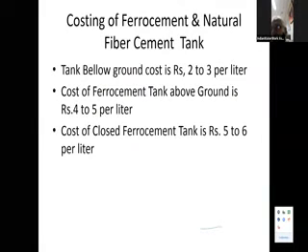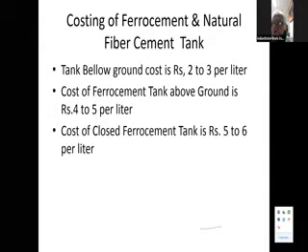Then costing of ferrocement and natural fiber cement. The tank below ground cost only 2 to 3 rupees per liter. Cost of a ferrocement tank above ground that is open at the top, meaning without the top slab, is around 4 to 5 rupees per liter, and the cost of a closed tank is 5 to 6 rupees a liter. So these are very much less than even a Syntex type of tank.